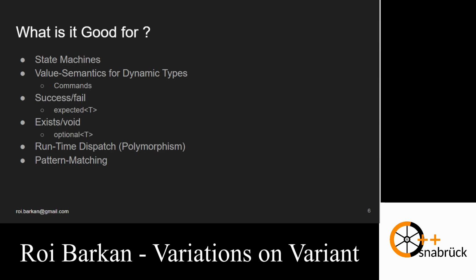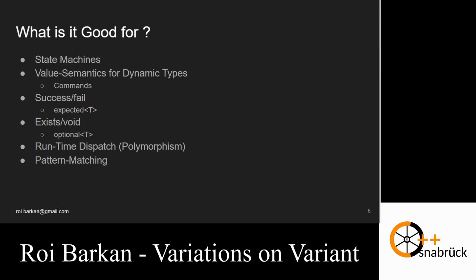Another common use case of variant can be a very trivial way of using either a single type or nothing, which is optional, or either a single type or a failure, which can be called expected. Optional is in the STL. There are voices to move expected, or something similar to it, into the library and the language. So if you're interested in that, you can look up talks about it.